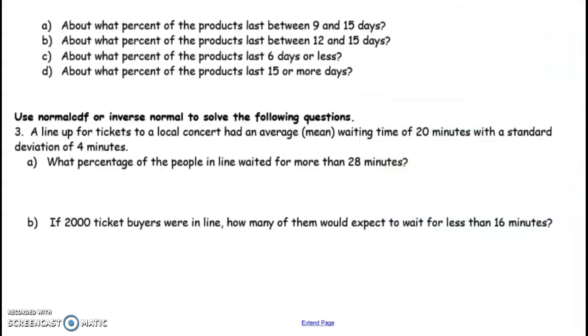All right. So a lineup for tickets at a local concert had an average mean waiting time of 20 minutes with a standard deviation of 4 minutes. What percentage of the people in line waited for more than 28 minutes? So let's sketch a curve. Every one of these, we're going to sketch a curve first.